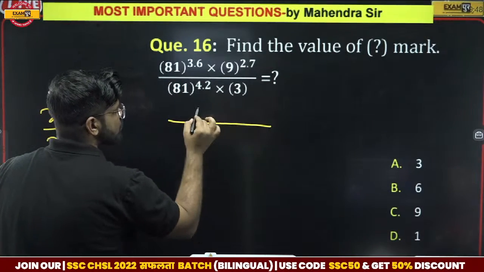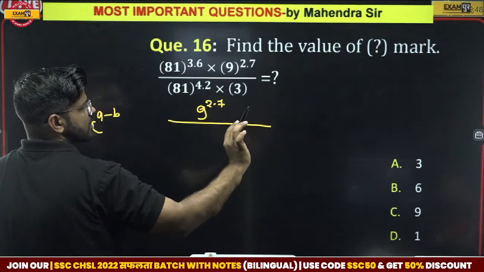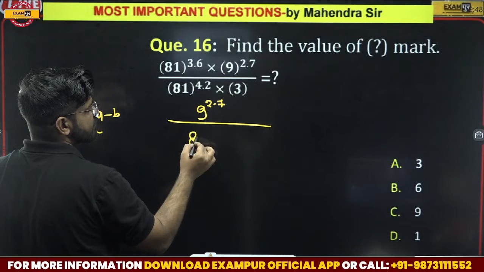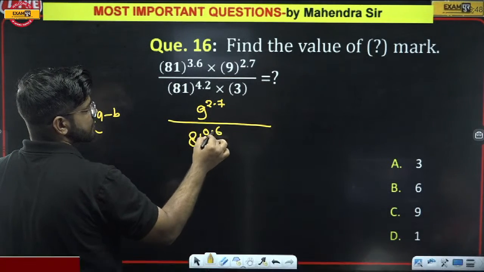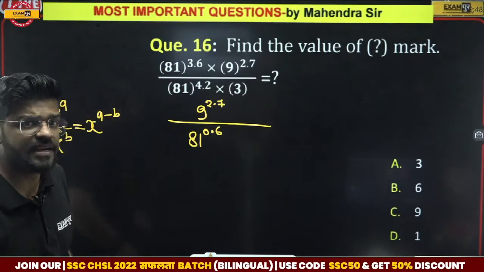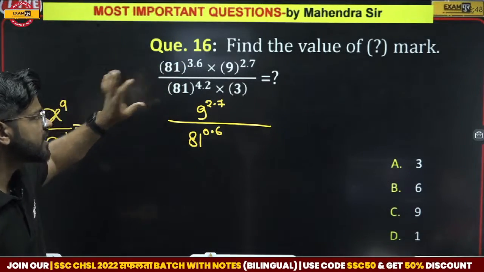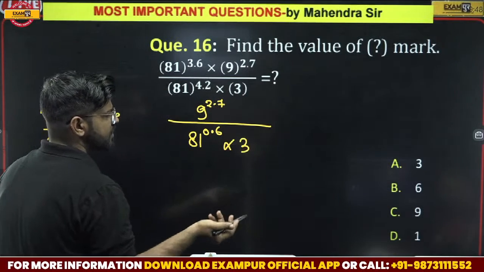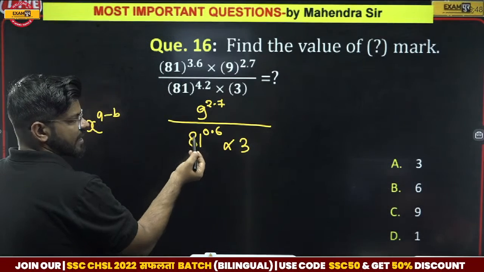So what we will do, 9 to the power 2.7 is like this only. And here after subtracting, we will get 81.6 here. We have subtracted this from this. If the base is same, we can subtract the power from the numerator and denominator. And here we have only 3, so we can write it 9 square.